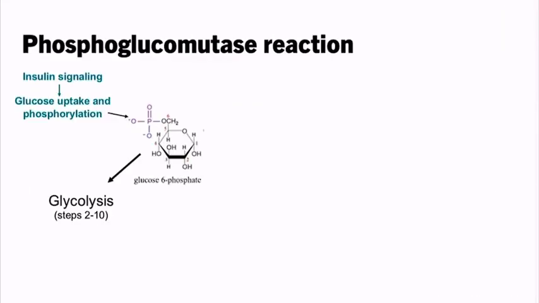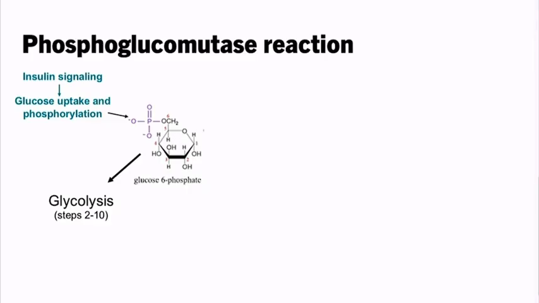Whenever you see mutase within an enzyme name, remember that a mutase is often a type of enzyme that carries out an isomerization reaction. It converts that molecule to essentially an isomer of itself. Glucose 1-phosphate and glucose 6-phosphate are isomers. They have the exact same molecular formula, except their functional groups are now in a different order.